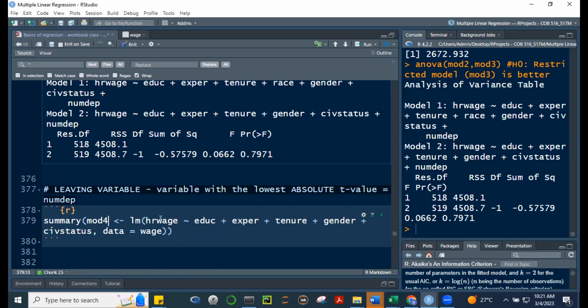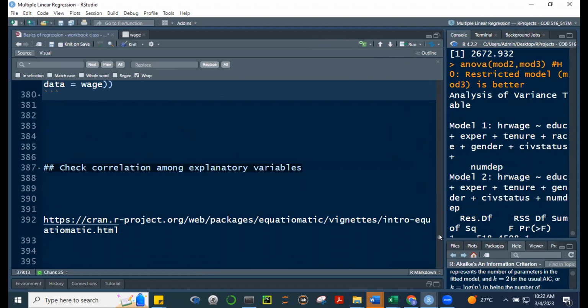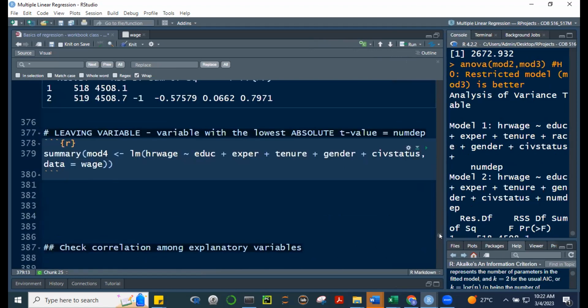Right? O LM, hourly wage, regression, experience, etc. Okay, no more race, no more number of dependents. 2 variables have been removed from our model using stepwise regression, stepwise backward regression. Kasi may stepwise forward regression. Okay. Tapos may stepwise regression lang. So actually tatlo yun, no? Stepwise regression, backward stepwise regression, forward stepwise regression.